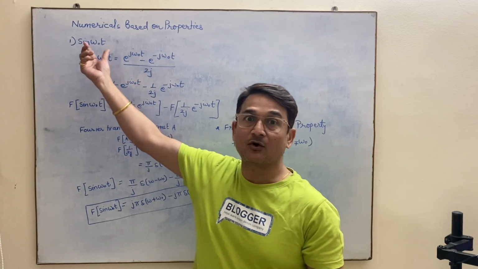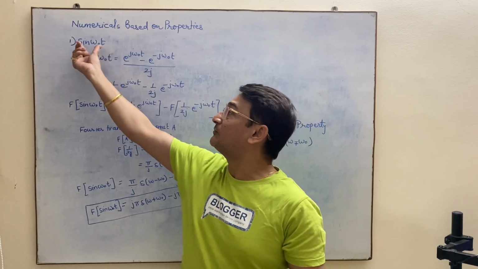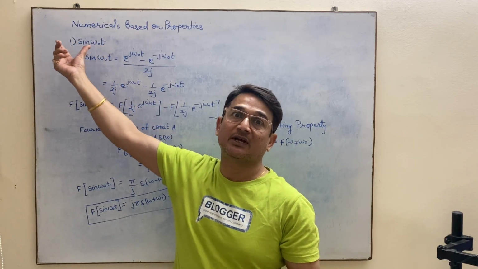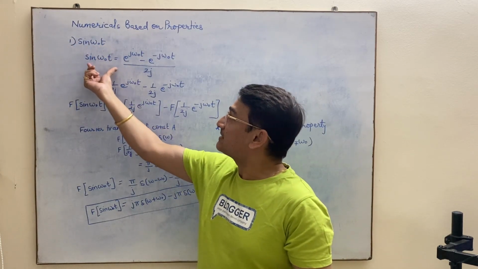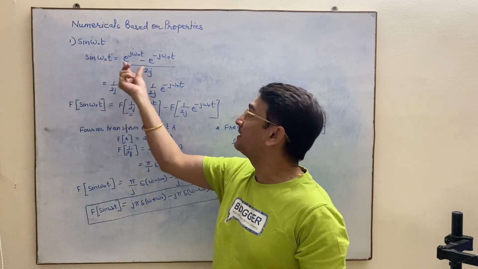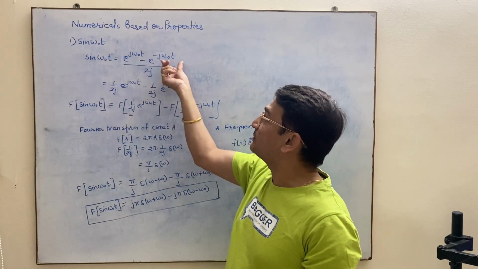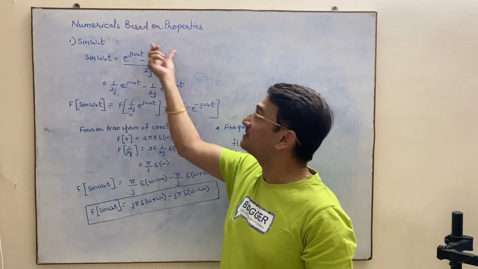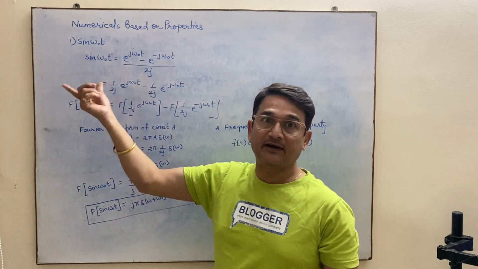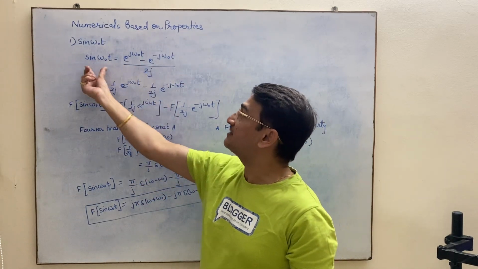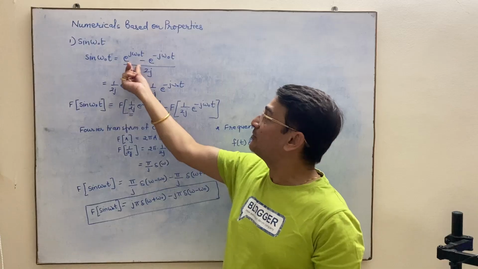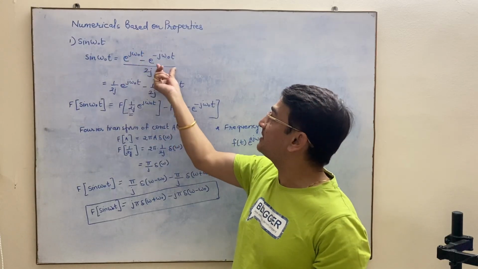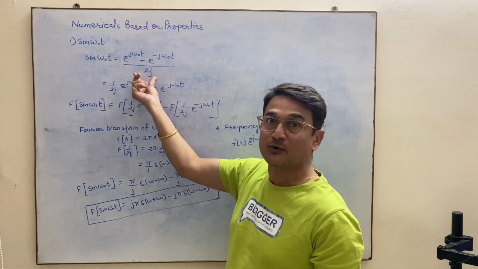The first problem is the Fourier transform of sin omega naught t. First of all, sin theta can be written as e to the power j theta minus e to the power minus j theta upon 2j. This is a trigonometric identity. On the basis of that, sin omega naught t is e to the power j omega naught t minus e to the power minus j omega naught t upon 2j.